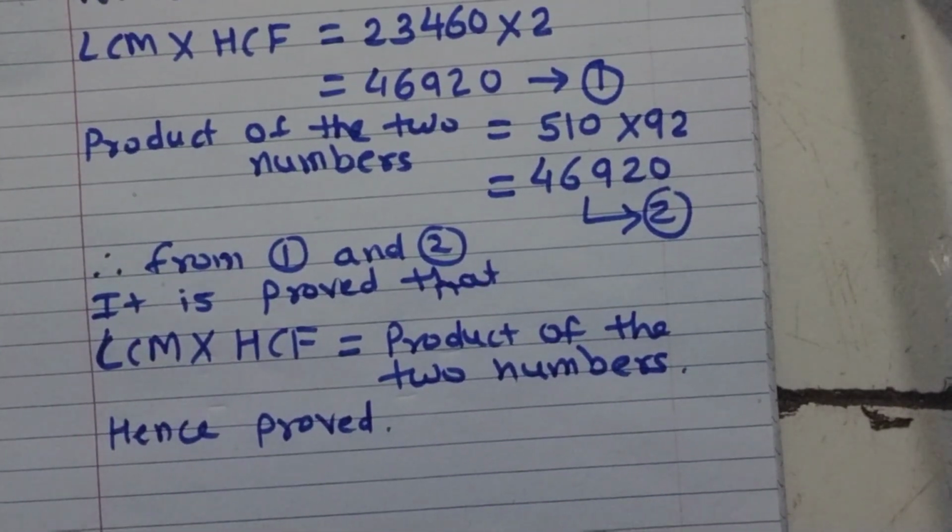In this way, we can find LCM and HCF of any two numbers, and we can verify that LCM multiplied by HCF is equal to the product of the two numbers.